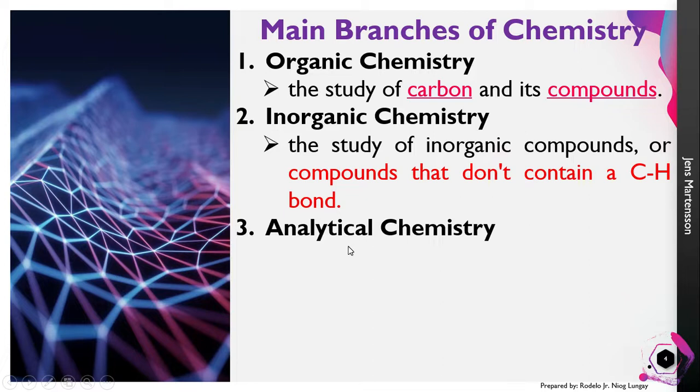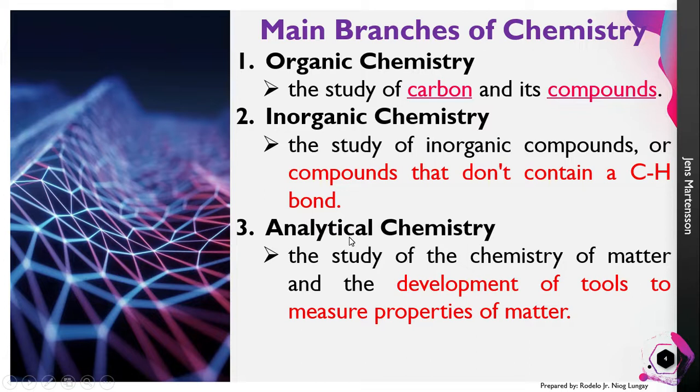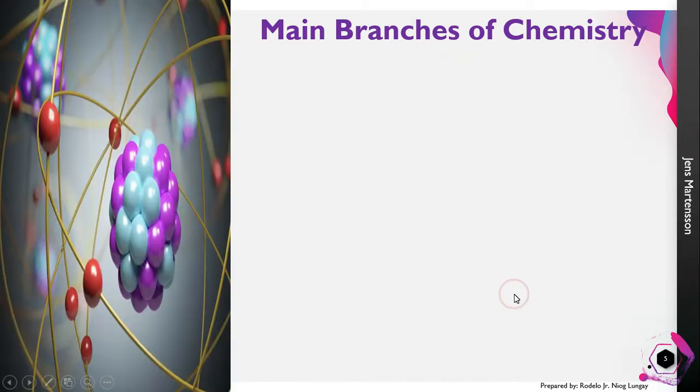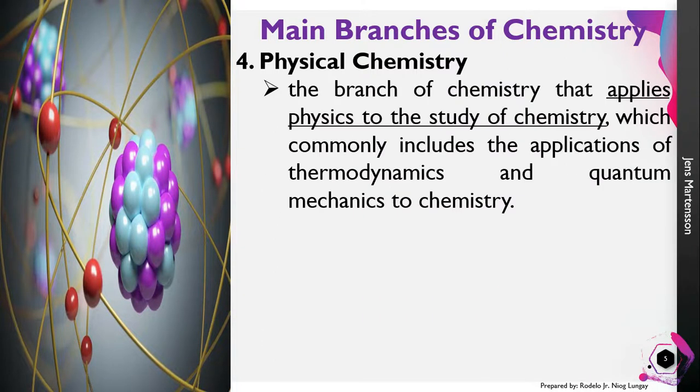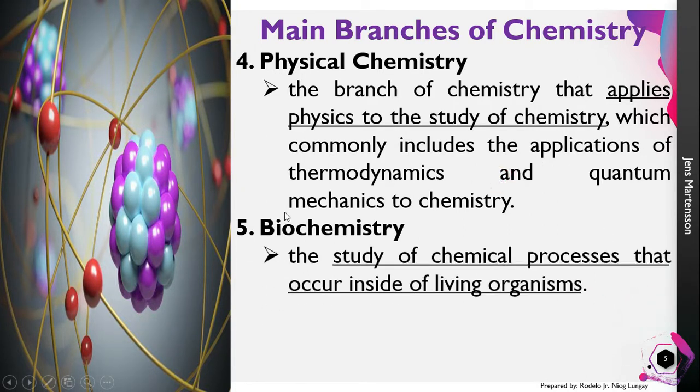The third branch of chemistry is analytical chemistry, which focuses on the development of tools to measure properties of matter. Then we have physical chemistry, which is the application of physics concepts in studying chemistry. Then we have biochemistry. From the name itself, bio means life. It's the chemistry of life. It's the study of chemical processes that occur inside living organisms.